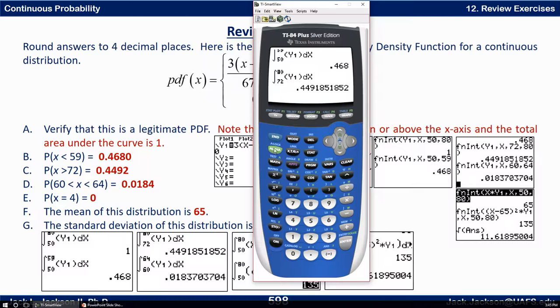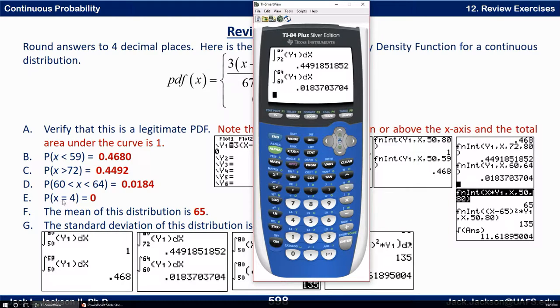Between 60 and 64, same thing. I'm just going to do second enter and bring it up again. So the only thing I have to do is change the limits. The top limit is 64, and the bottom limit is 60. All right, that's good. There it is. There's the probability.